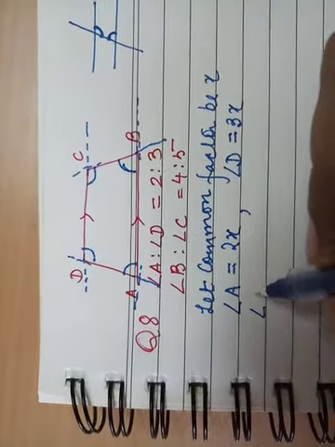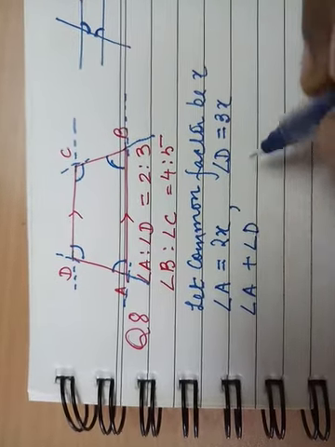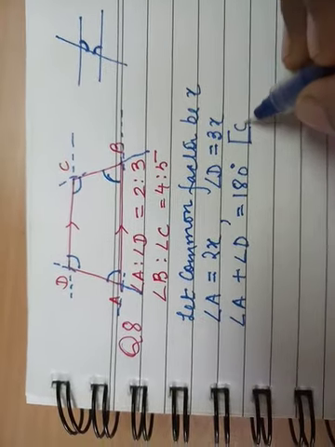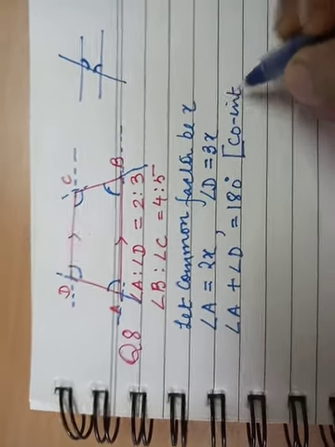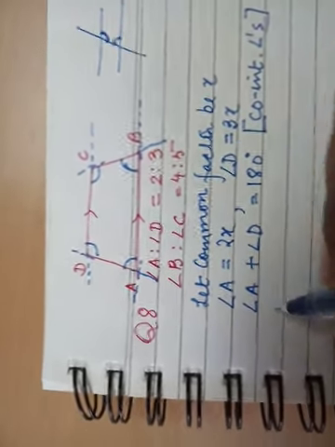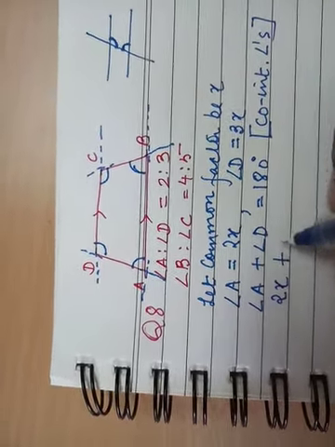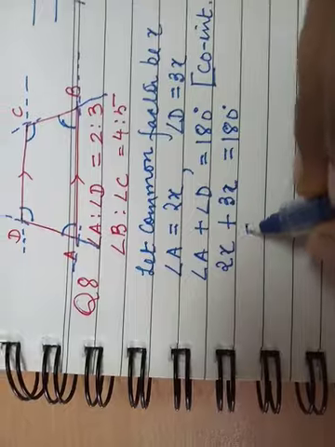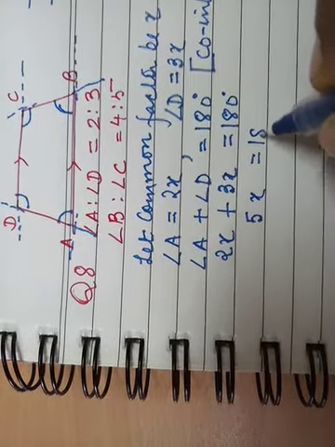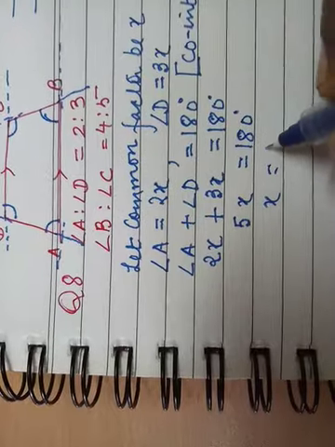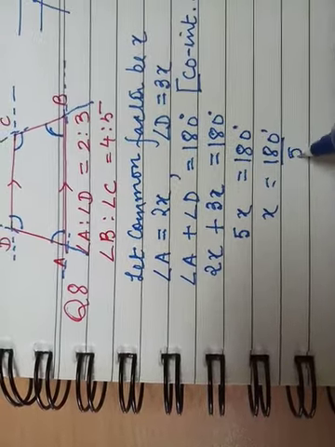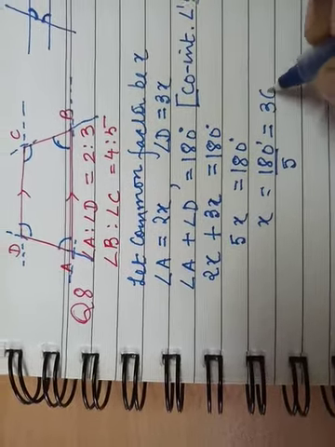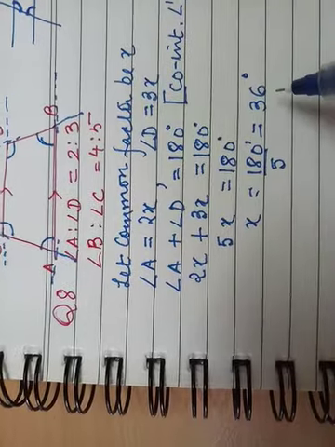Then we write angle A plus angle D is equal to 180 degrees. The reason we have to mention in geometry, so we write co-interior angles. Angle A is 2x, angle D is 3x, that is equal to 180 degrees. Therefore, 5x is equal to 180. x is equal to 180 by 5. 5 3s are 15, 3 left, 5 6s are 36. So the value of x is 36.